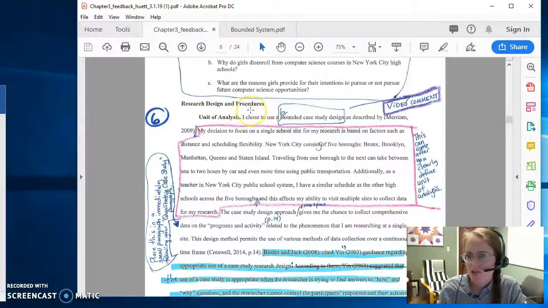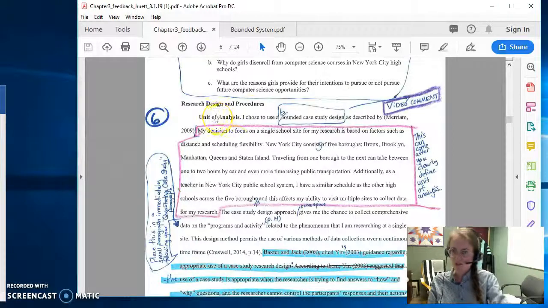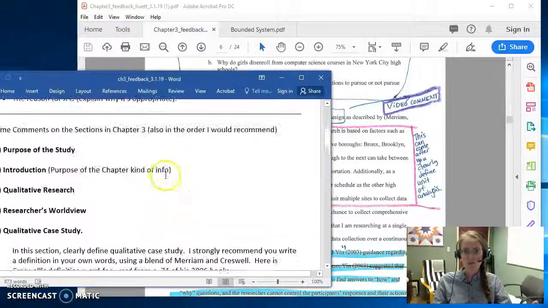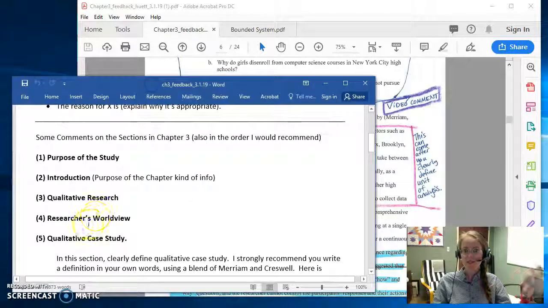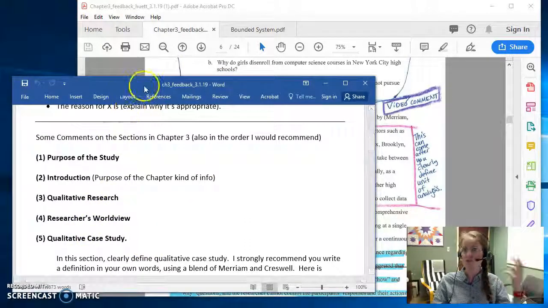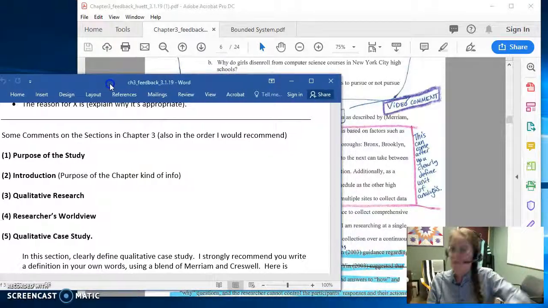Here you're talking about research design and procedures. So this would be a natural section to follow what you were just doing. You were just telling us what qualitative case study research is. Great. Now let's go a step further in.